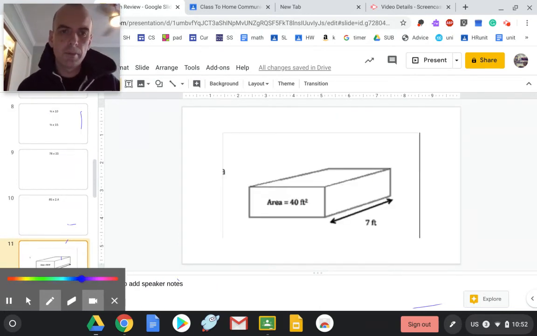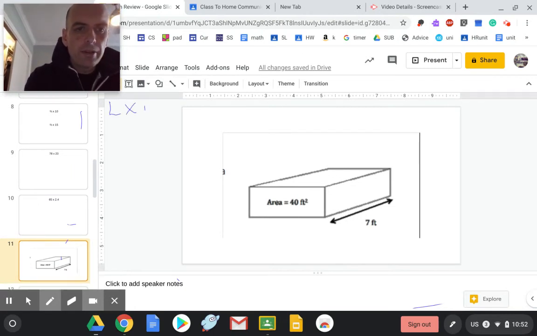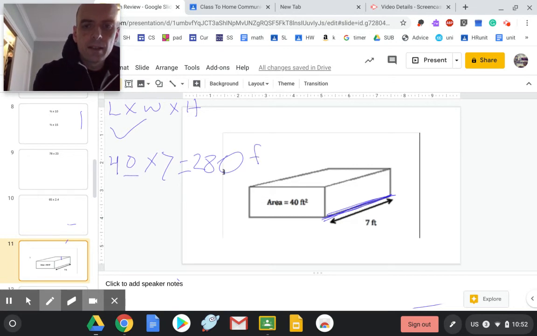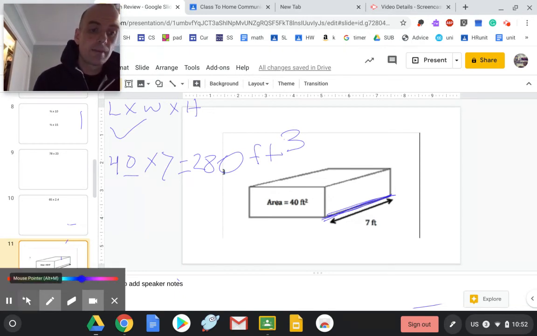Okay, here's a little double review. So remember that volume is length times width times height, right? And if they give us the area, they knew the length and width. We don't need to know it. We just know the length and width was 40. So all we have to do is add the third dimension, which is 7. So 40 times 7, 4 times 7 is 28. Times a 10 is 280. It's feet. And this is 3 dimensions, so it's to the third power. Okay, there's that review. Moving on.